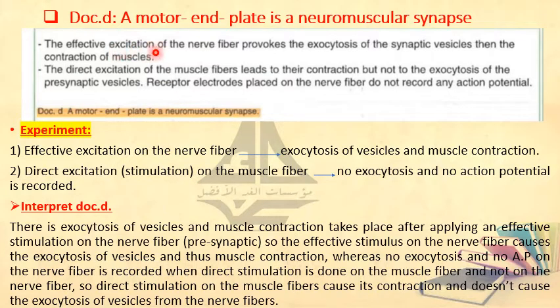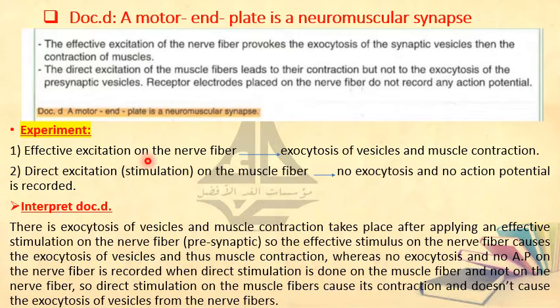The effective excitation of the nerve fiber provokes the exocytosis of the synaptic vesicles, then the contraction of the muscles. They are telling you, when the axon is subjected to an effective excitation, what happens is exocytosis. I mean by it, the vesicles are going to open and release the neurotransmitters, and muscular contraction will take place. But notice, if a direct excitation was applied on the muscle fiber, no exocytosis and no action potential is recorded. What do I mean by this?